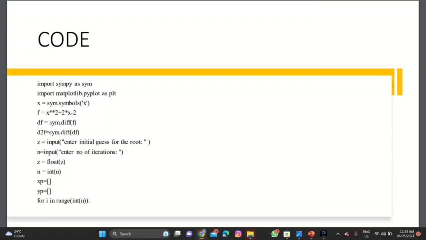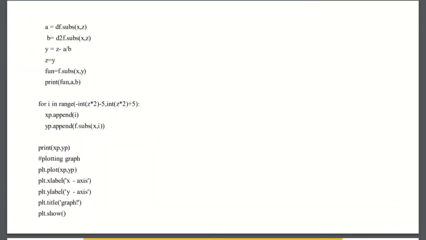Choosing a for loop with the condition on the number of iterations, a is chosen as its derivative value by substituting the initial guess, and then improving the z value by Newton's method formula. b is its double derivative, and we obtain y as z minus a by b. This represents that the (k+1)th guess equals the kth guess minus f dash of x by f double dash of x, and finding its functional value at every next iteration and comparing them.